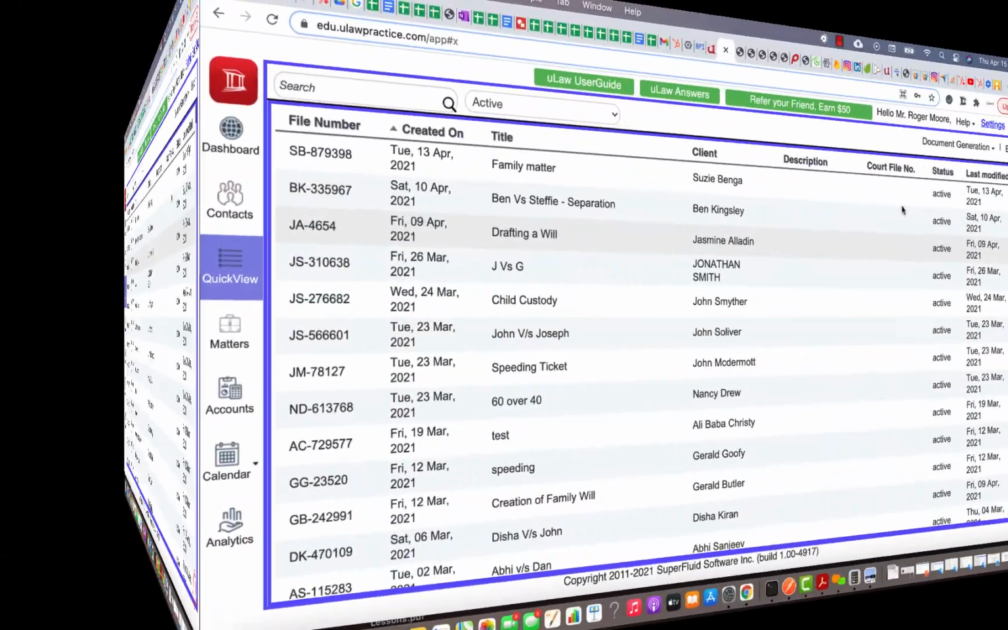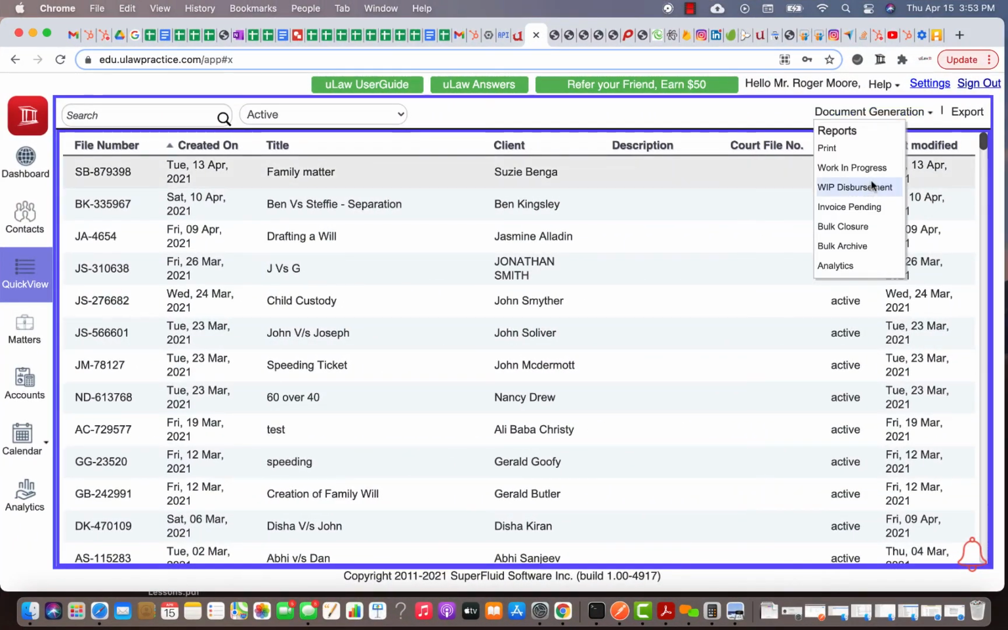So to summarize, under document generation, there's work in progress, there's WIP, and the most important one, which is called the Invoice Pending report, which gives you an idea of how much money you can generate by raising invoices and how much you can get paid ASAP. It gives you both views.